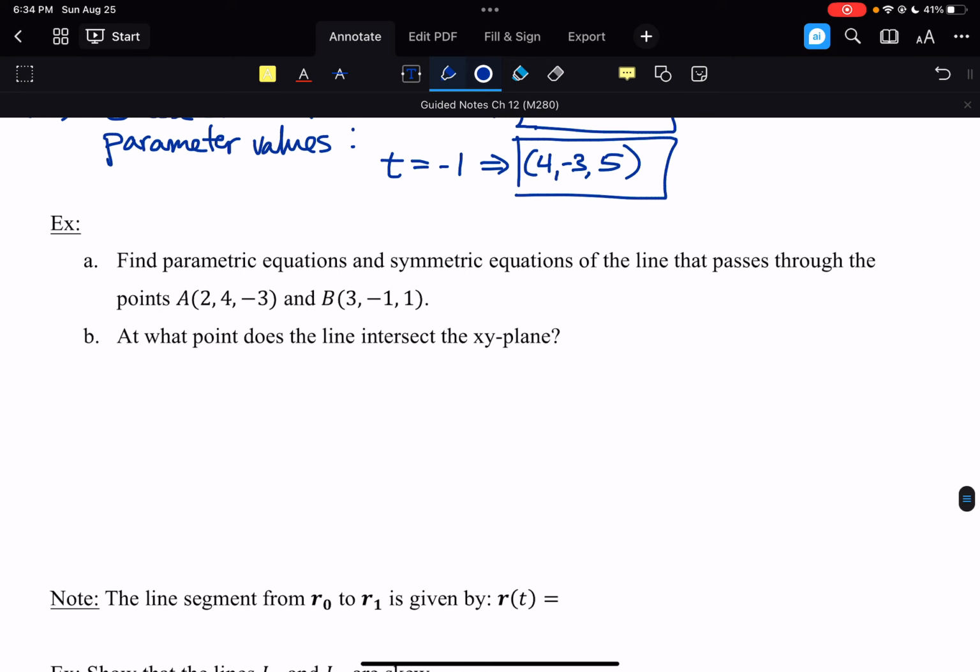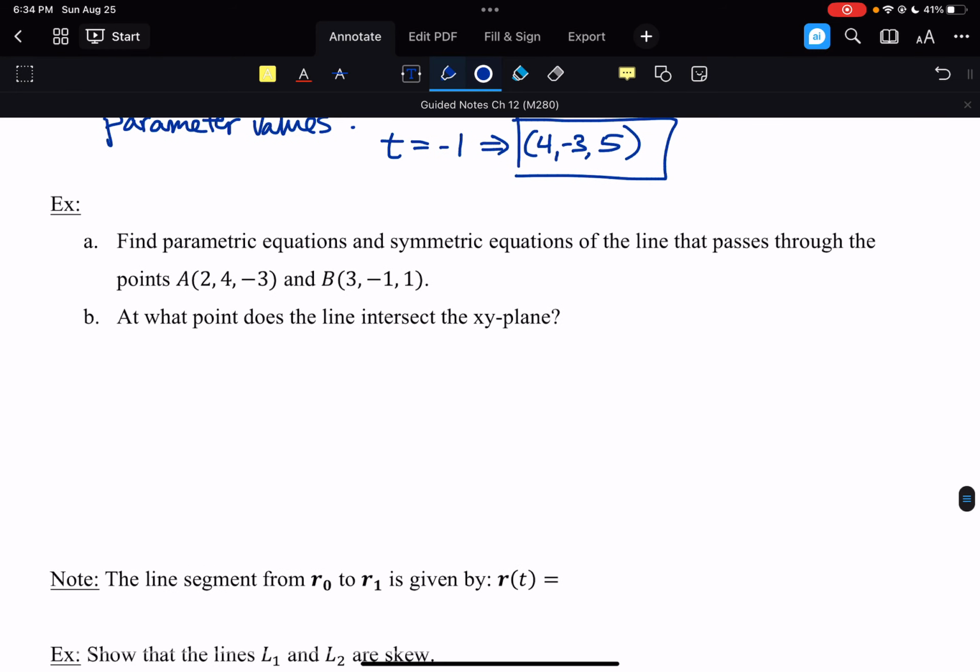Let's take a look at another example. Find parametric equations and symmetric equations of the line that passes through the points A and B given here, and then at what point does the line intersect the xy plane? So to find the equations for this line between the points, we need two things. We need a position vector and a direction vector. The position vector comes from a point on the line, so we've got a couple to choose from, so that's fine. The direction vector has to be a vector that points the same direction as the line, or is parallel to the line, or is on the line.